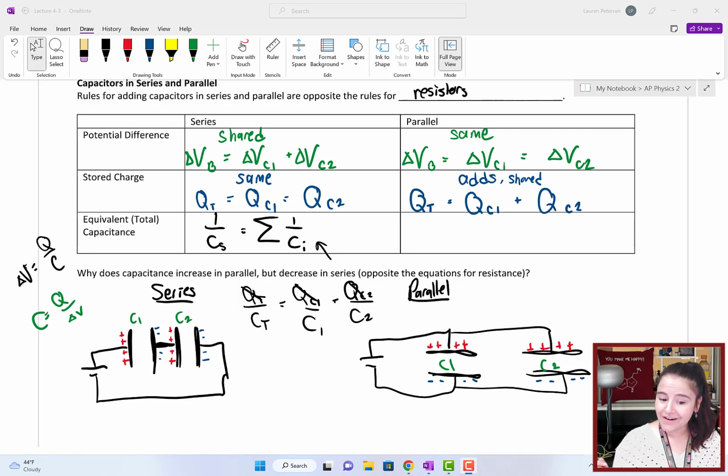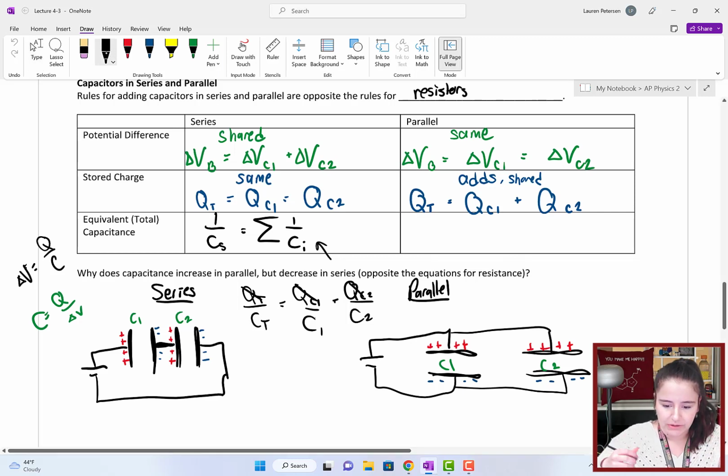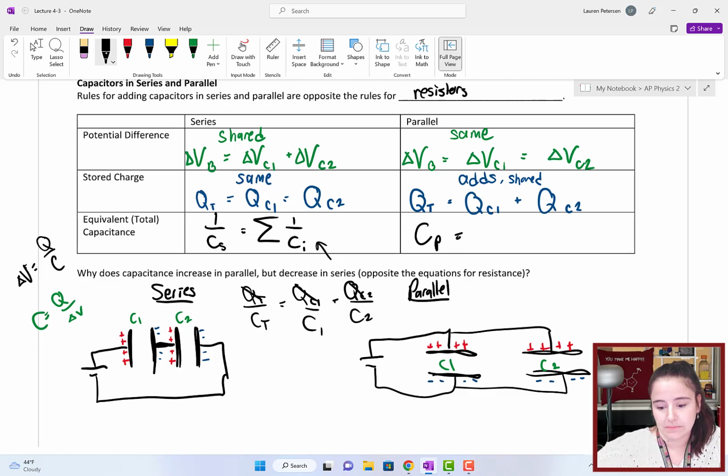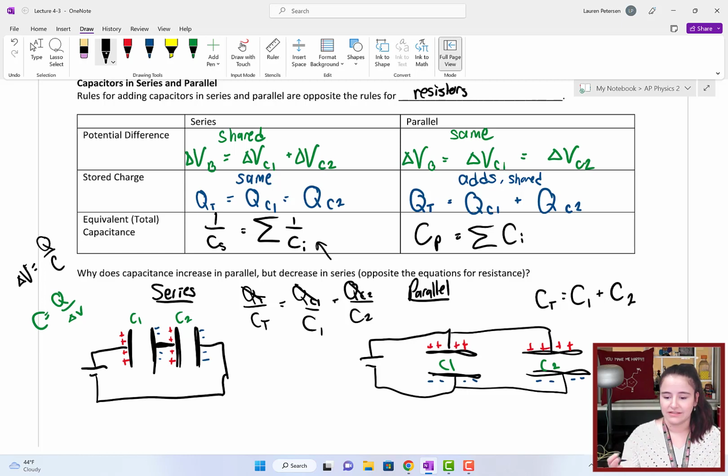Where in parallel, they're each individually storing that. Okay, so all of that charge can be used. So the total capacitance of capacitors in parallel will just equal the sum of the individual capacitors. So you can see here the total capacitance would just equal the capacitance of 1 plus the capacitance of 2, since they each store their own charge and each have that full voltage of the battery.